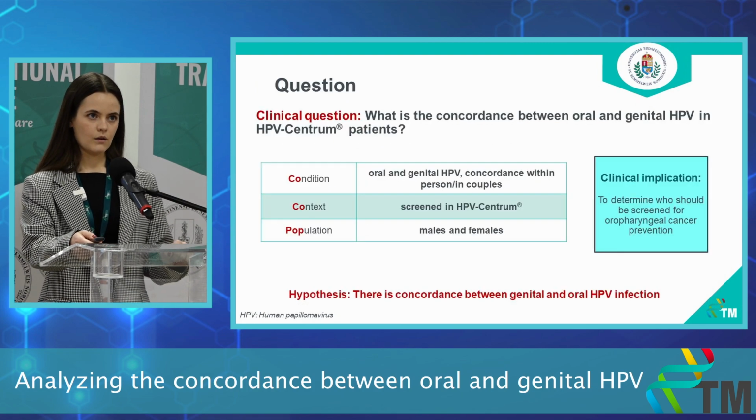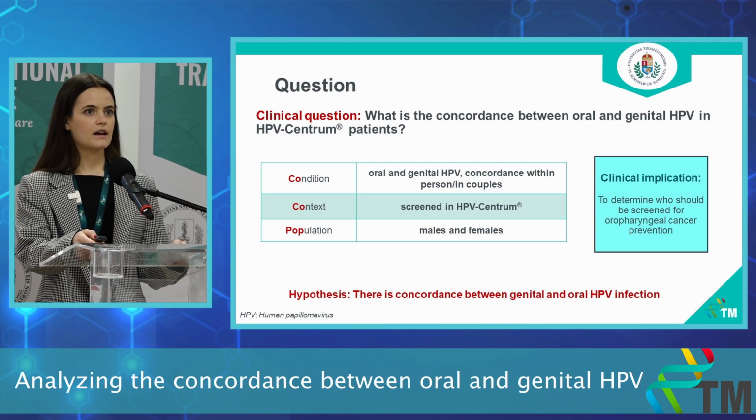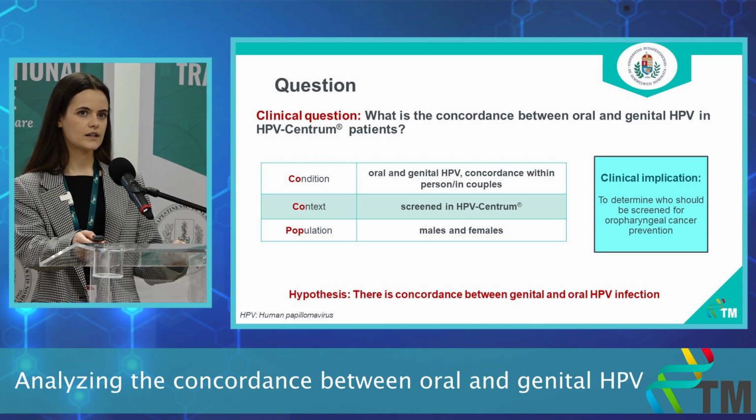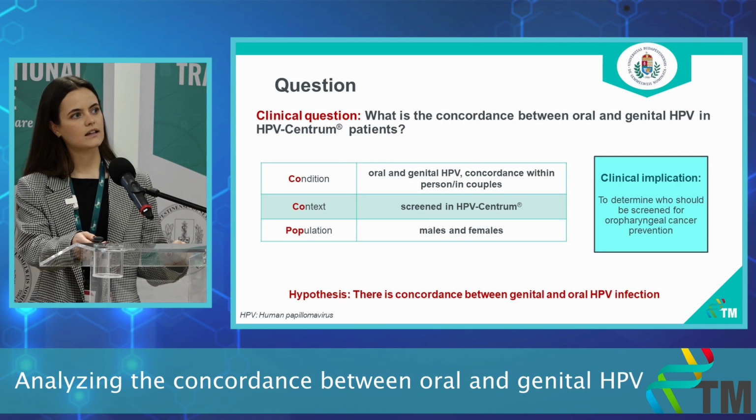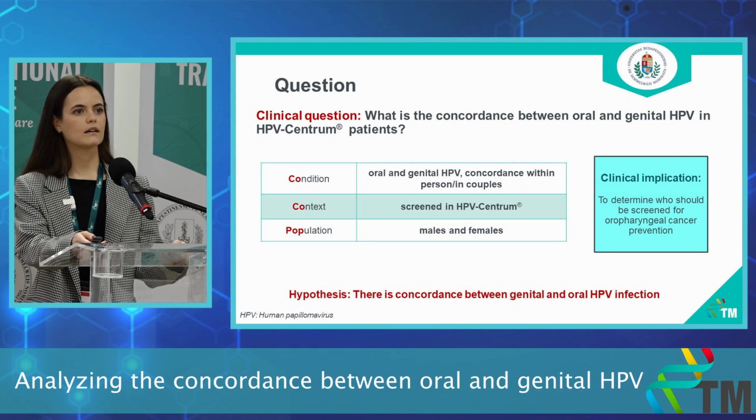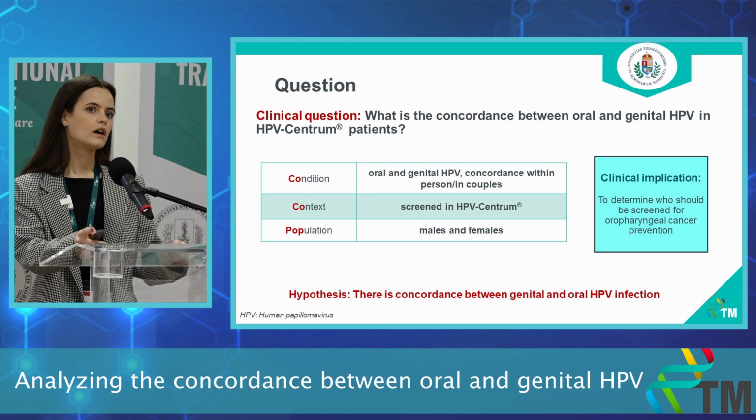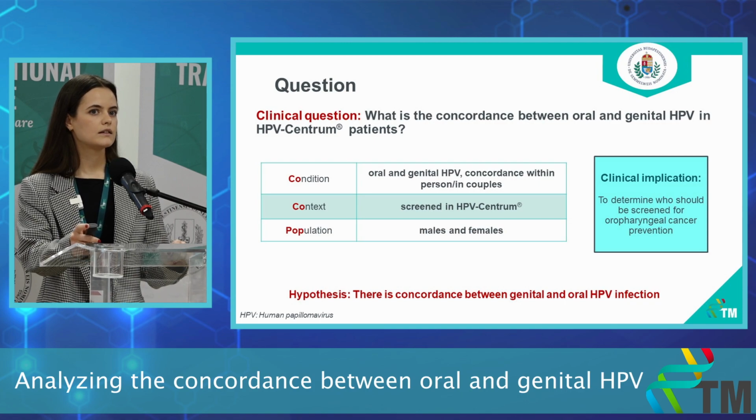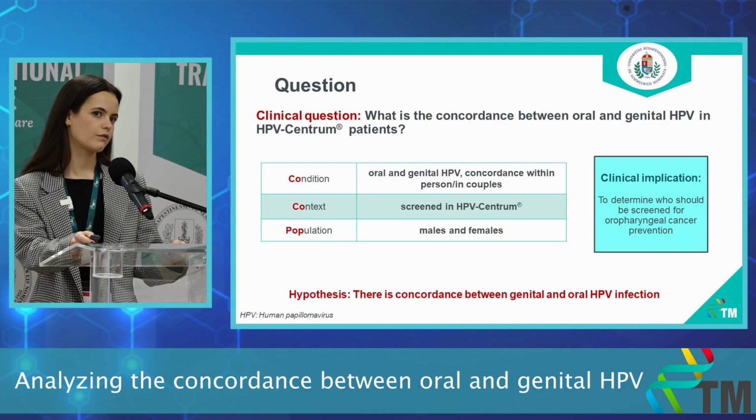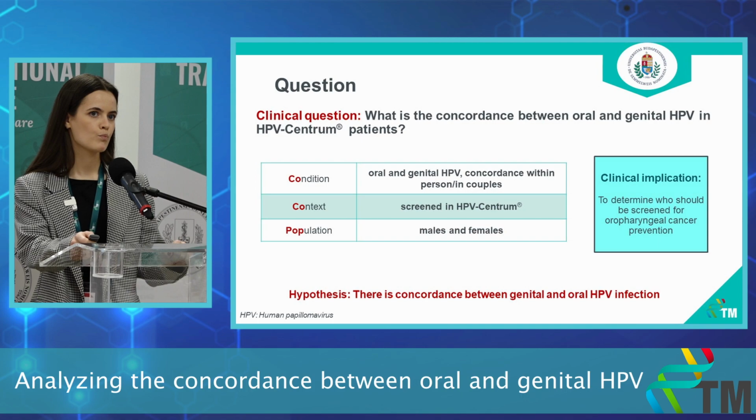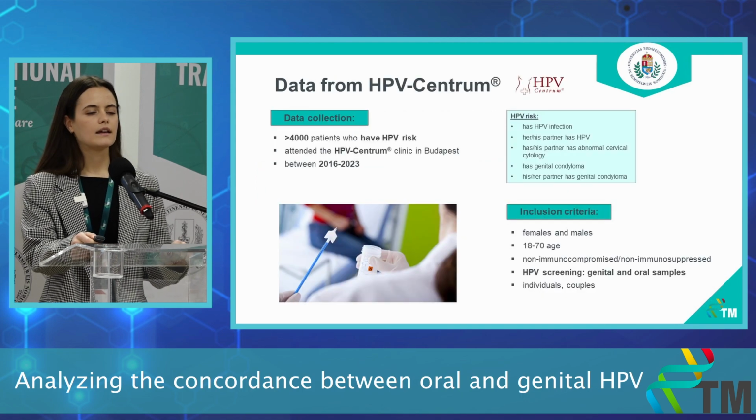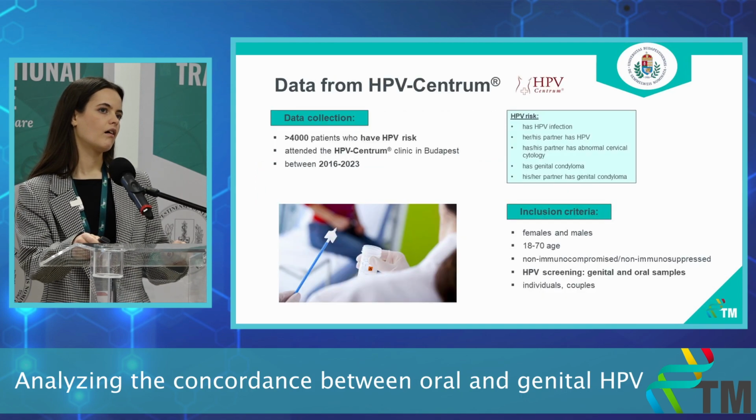That's why our question is, what is the concordance between oral and genital HPV in HPV syndrome patients? We are using, again, the CALCAPO framework, and we hypothesize there is concordance between genital and oral HPV infection. The clinical implication would be to determine who should be screened for oropharyngeal cancer prevention. We are in the data collection phase.